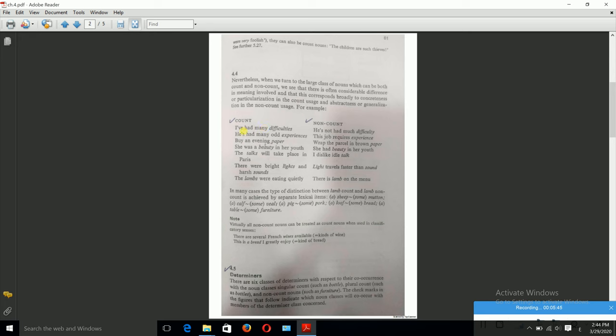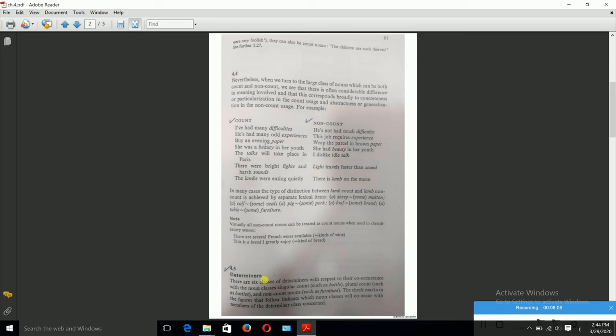These things here are specific and concrete. Non-count is abstract, not tangible, generalized. He's had many old experiences, where this job requires experience. Okay, the same explanation. Now, my dear students, let's take determiners.